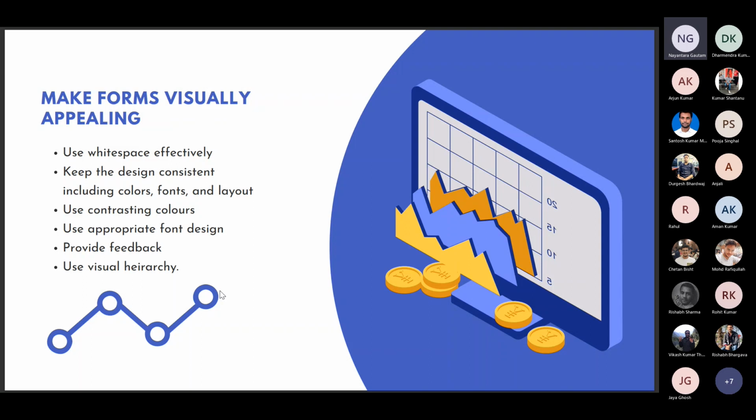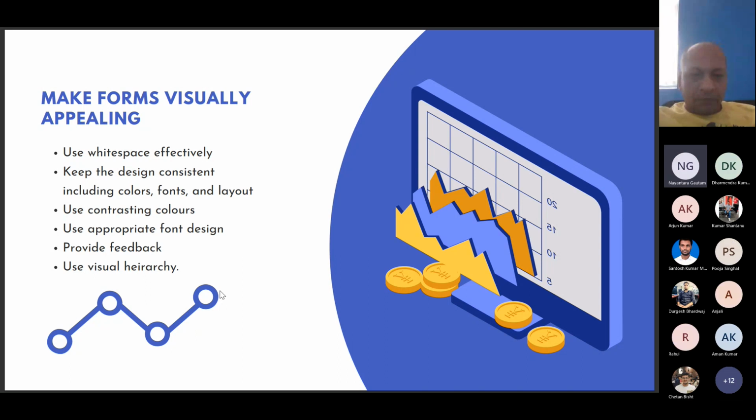And this one is the last, so we should also try to make the forms really visually appealing, using white space effectively, keeping the design consistent, including colors, fonts, and layout. We should make sure that the design is consistent throughout all the forms. Using contrasting colors, use appropriate font design. The font should not be too small or too big. So the appropriate font size and design should be taken into consideration. Providing feedback and using visual hierarchy.